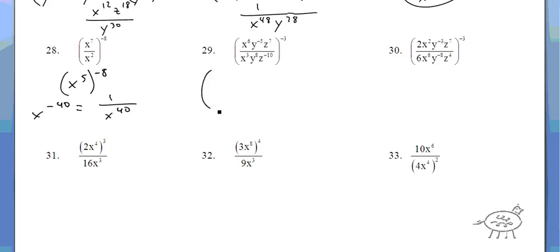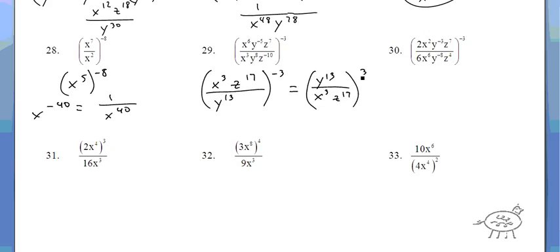Okay, 29, I'm going to simplify first. So I get x to the 3rd on top. The bottom, I get y to the 13th. The negative exponent comes to the bottom, and the negative exponent for the z goes to the top, so z to the 17th power. And that's the negative 3rd power. Okay, so I've got everything simplified first, and then let's flip it around, because it's really y to the 13th over x cubed, z to the 17th to the positive 3rd power.